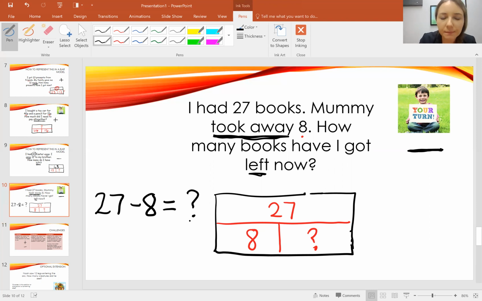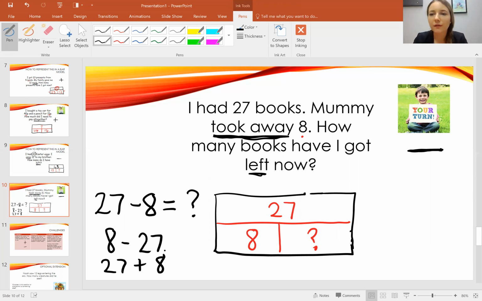And then I want you to explain how you know that that is the correct number sentence. Why is it not 8 take away 27? Why is it not 27 add 8? So you've got to explain and justify why that is the correct thing to do. You could do that by writing it, or you can video yourself explaining, or you can just tell an adult at home. It's up to you.